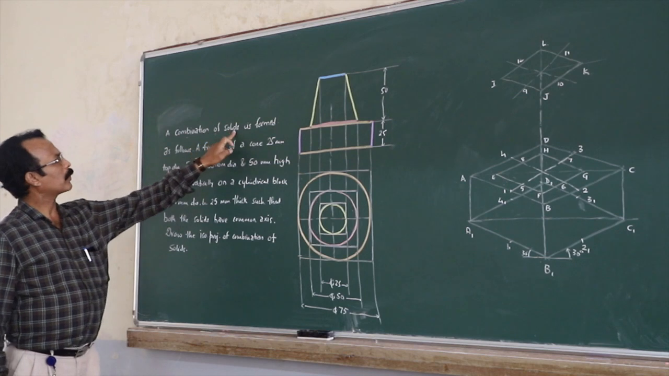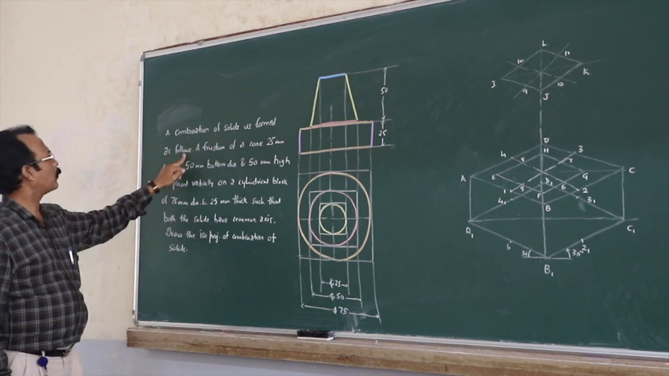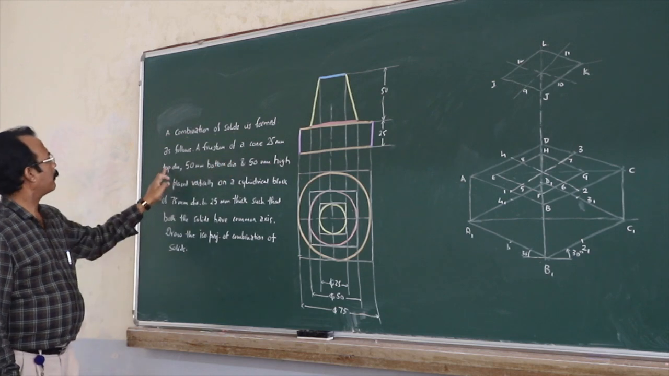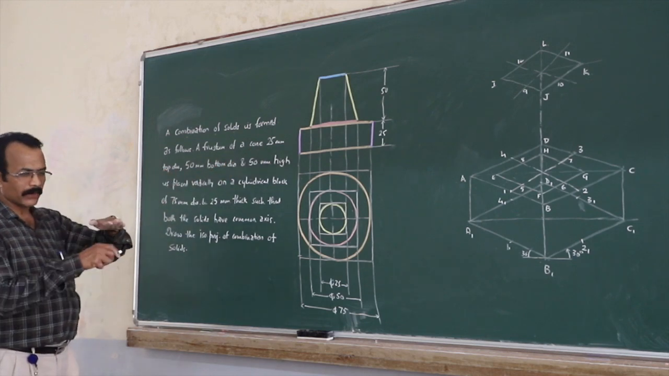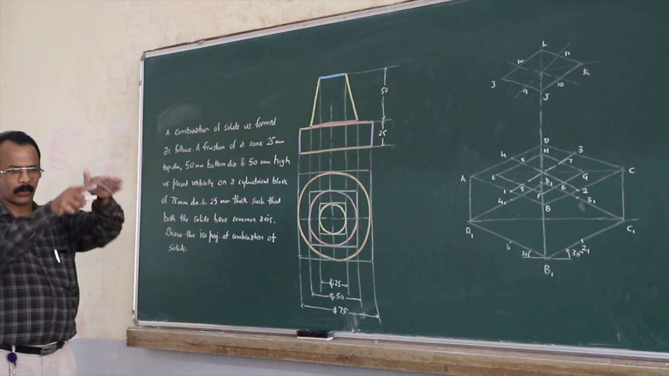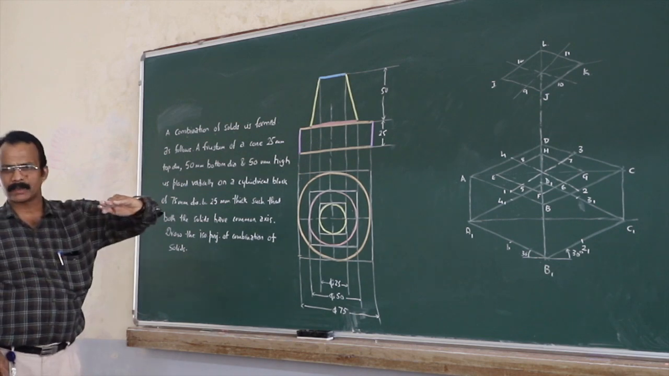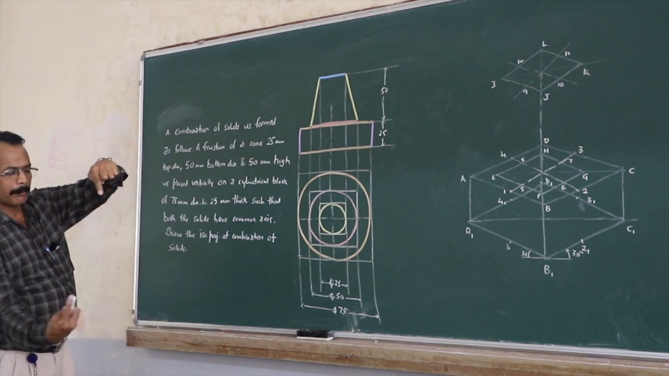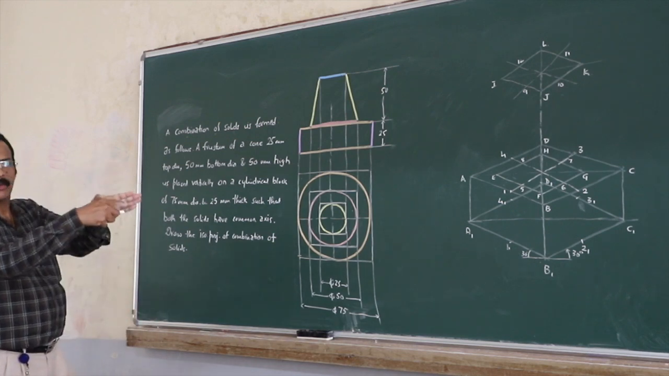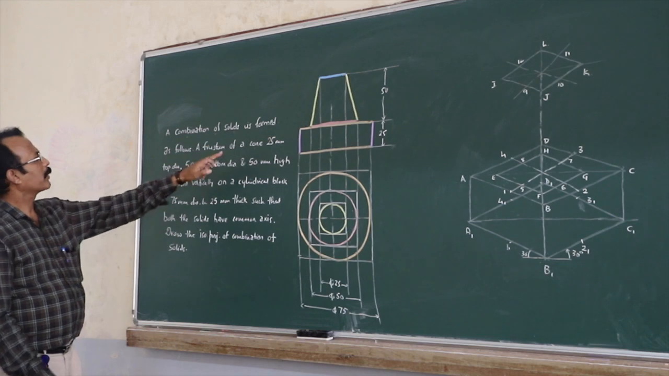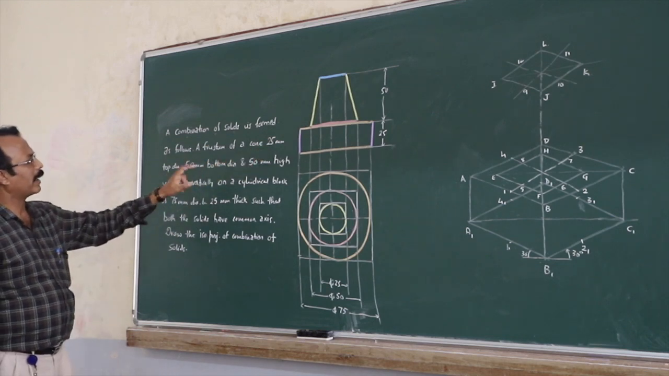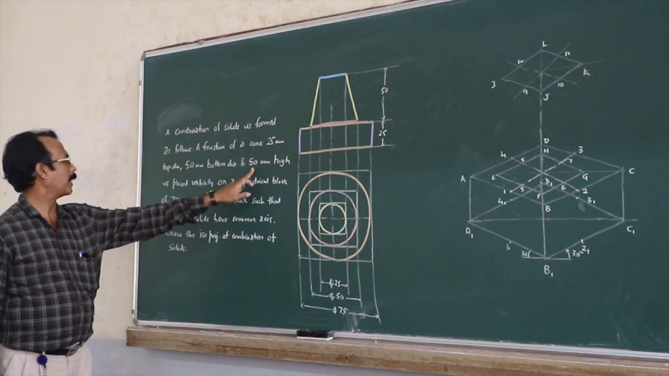A combination of solids is formed as follows. A frustum of a cone, 25 mm top dia. It is a frustum of a cone. You know how the cone looks. Chop it like this, right? So you will have a small circle at the top and a bigger circle at the bottom. That is your frustum of a cone there. Top circle is 25 dia, bottom circle is 50 dia, and height of the cone is 50 mm.